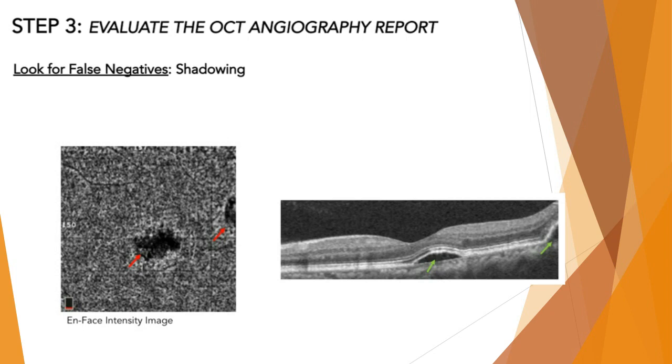Shadowing happens when you have a large pocket of either fluid or a hemorrhage that may obscure the visualization of the vasculature. So you can see on the B scan here that this patient has two pockets of, or I can call two serous PEDs. Those serous PEDs are going to result in a shadowing.